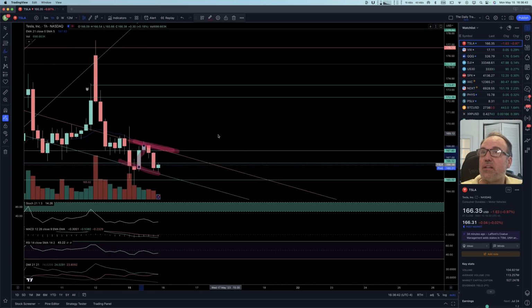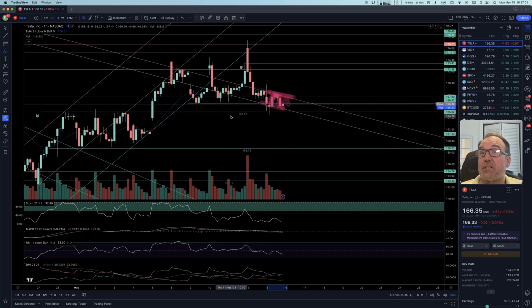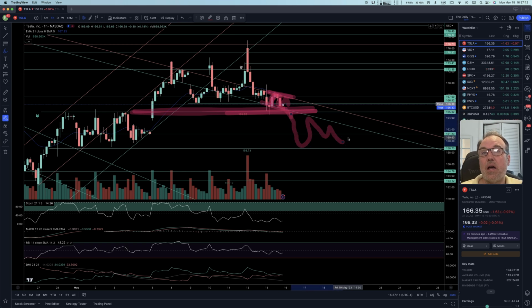Look at this perfection. If you don't believe in technical analysis after watching all of this, I don't know what you believe in. So came back down and look at this. We are bouncing on these two resistance. We are still above 165. Until we remain above 165, I think we should be okay. If we break below 165, then we could be going a little bit lower.